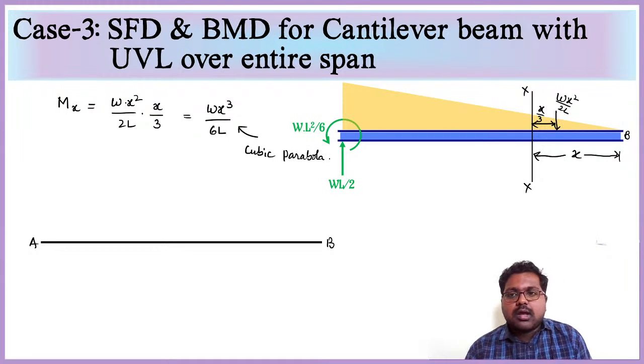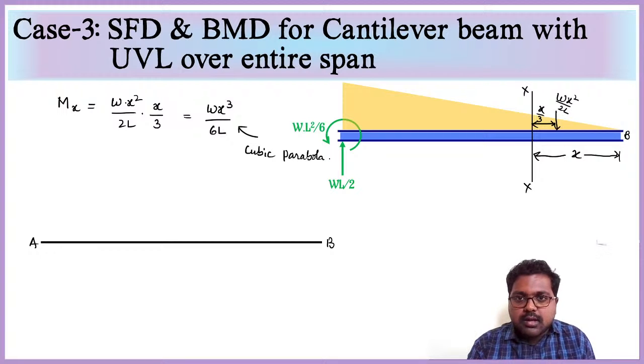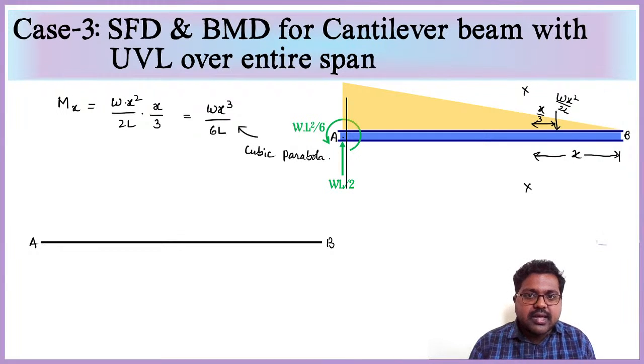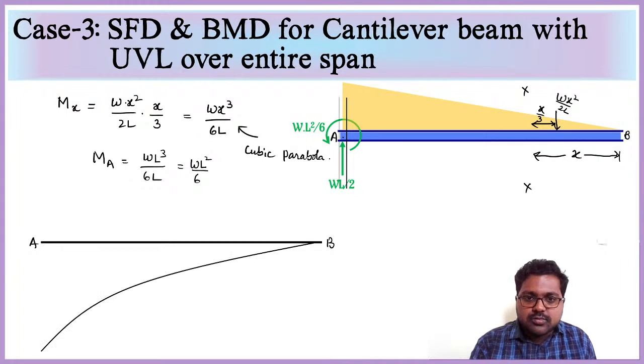So we will get this curve in the form of a cubic parabola. If we consider the section at the point A, then x will become L. So M at A will be equal to WL cube by 6L, that will be equal to WL square by 6. So the curve will be like this.